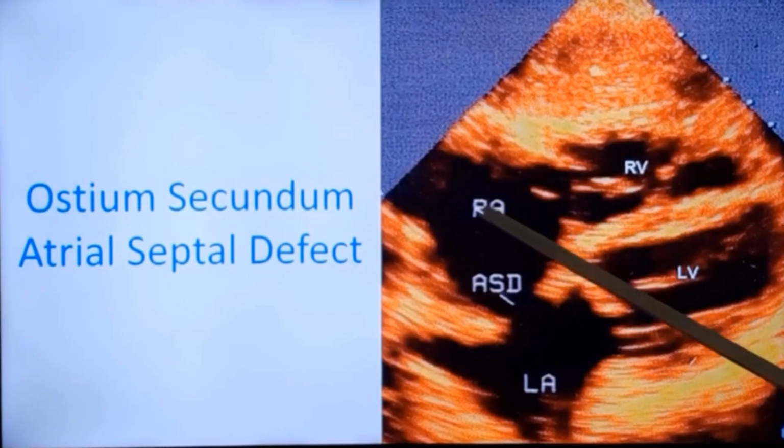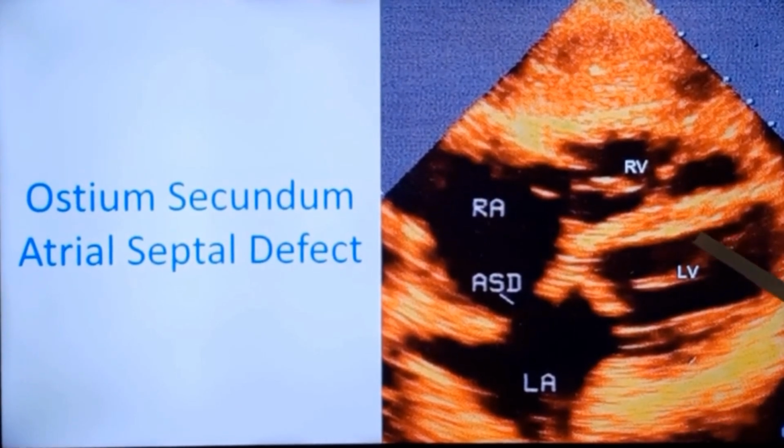This is the right atrium, left ventricle, interventricular septum, right ventricle. This is the right ventricular free wall. This will be the left ventricular wall. And this is the atrial septal defect, secundum atrial septal defect.